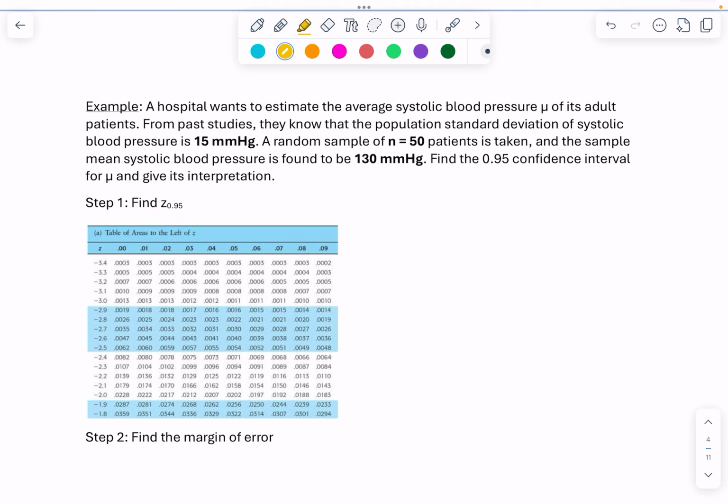So in the next video, we'll go through an example where we use the margin of error.